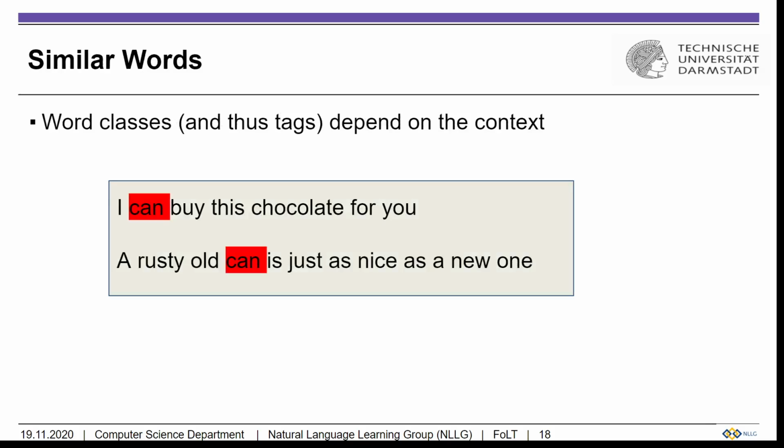And behold that the word classes, that is the part of speeches, depend on the context. So if you have a word such as can, then depending on its context, it can have a different part of speech. In this case, it could either be a verb or it could be a noun.